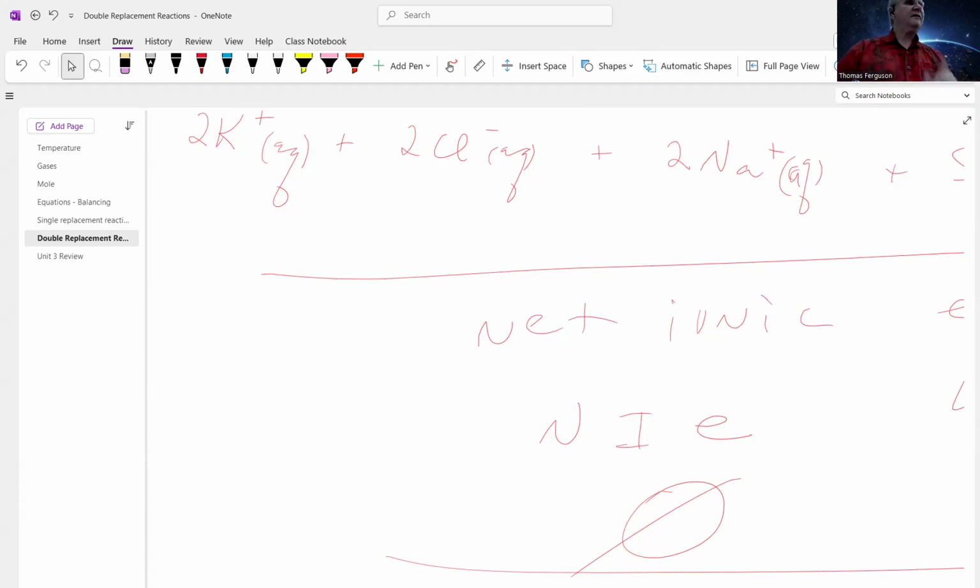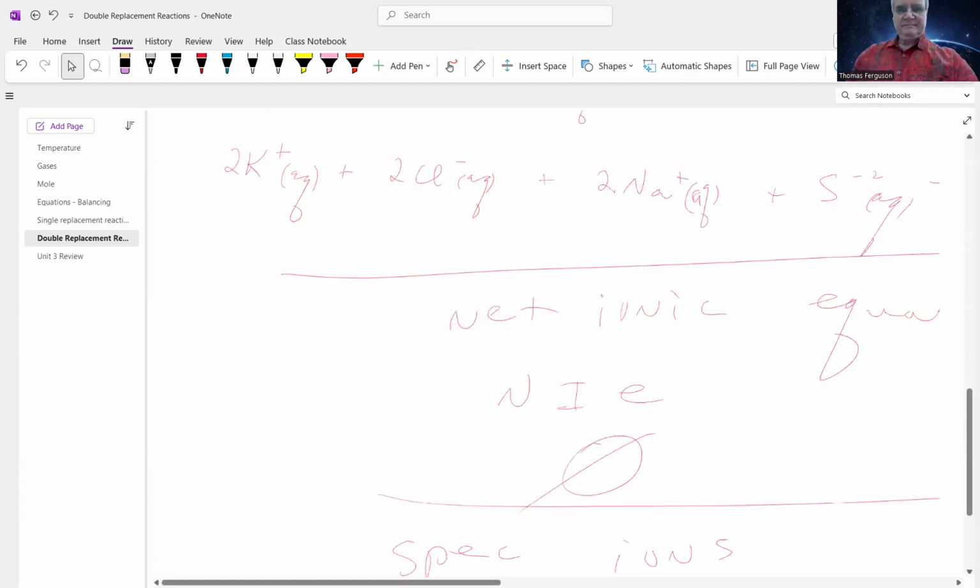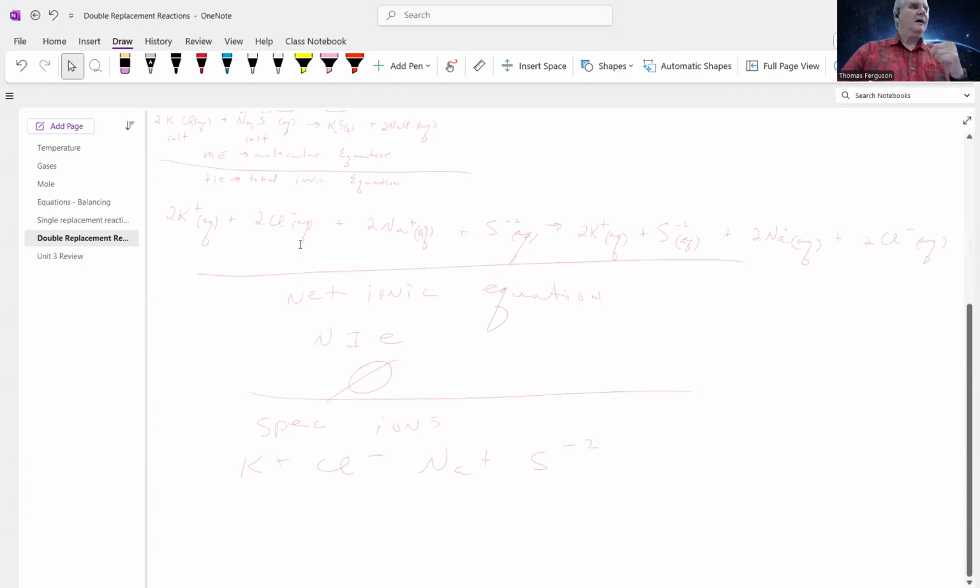So in some ways, I think the double replacement is easier than the single replacement. So next semester, I'm going to swap. I'm going to do double replacement first, then single replacement. Every time I teach this, I always say that. And I've yet to do it.